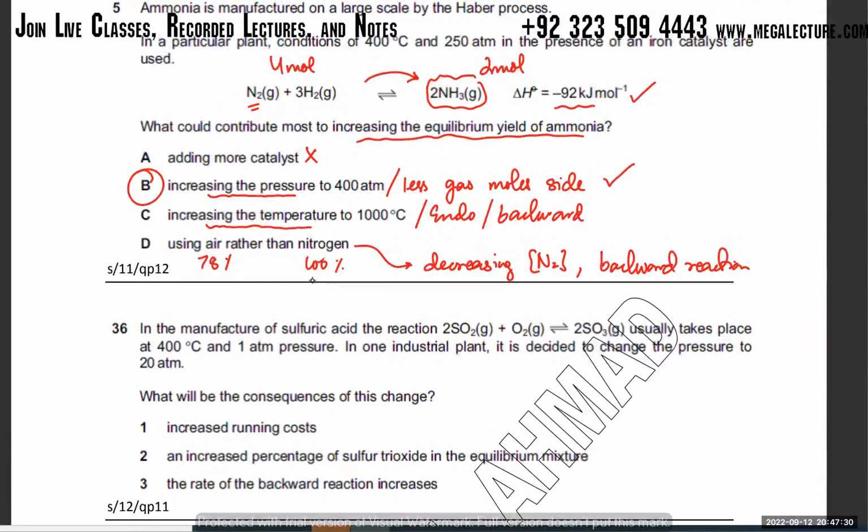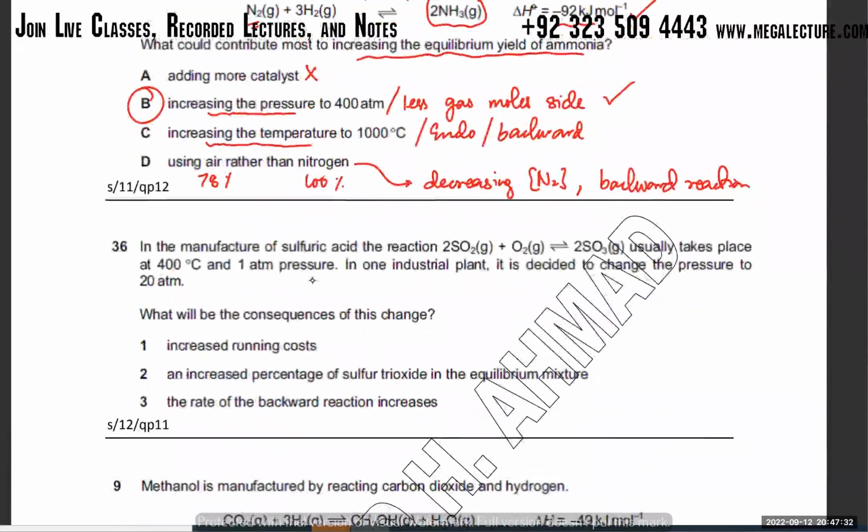Okay, now there's another reaction, the manufacture of sulfuric acid, where SO2 and O2 react and SO3 is formed, right? A bit of inorganic, we'll do that later, but you've studied this at O-levels as well. In one industrial plant, it is decided to change the pressure to 20. So you were using 1 atmosphere, and now you're using 20 atmospheres. So what are you doing? You're increasing pressure, right?